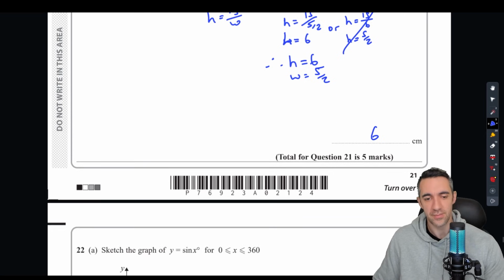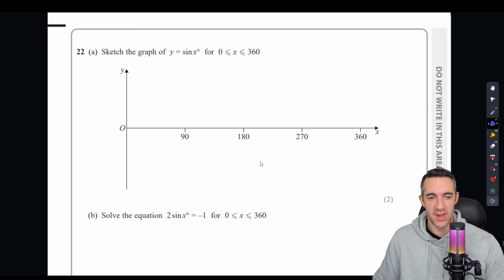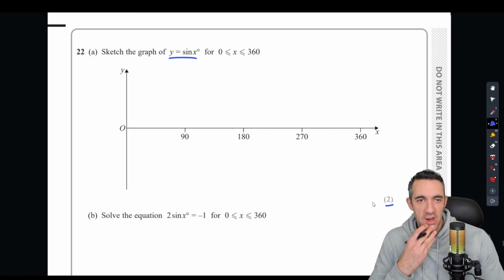Nice. Right. What's left? I don't even know how many questions are left now. We must be somewhere near the end. So we're going to sketch a graph y equals sine x. Oh, it's 2. How on earth do I only get 1 mark? Do I draw a cos graph? How do I only get 1 mark for this?